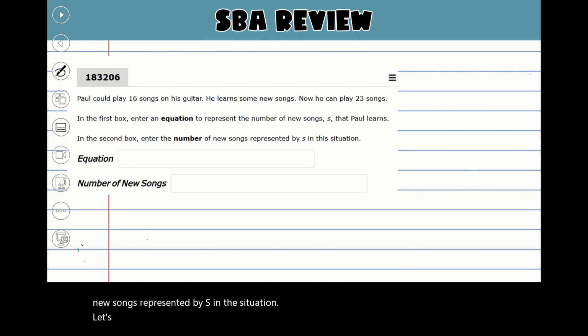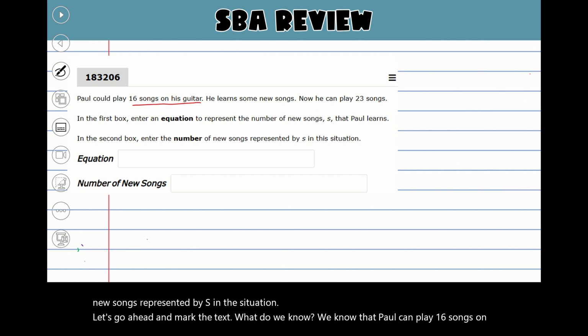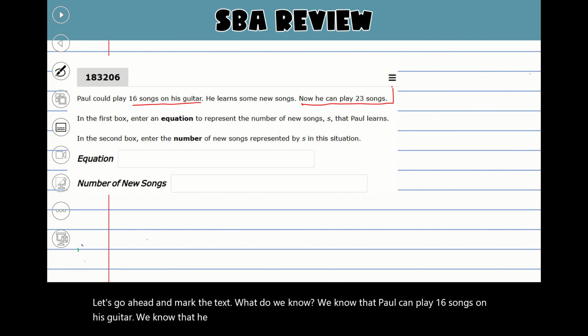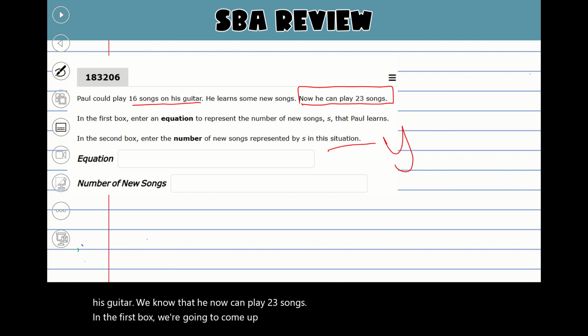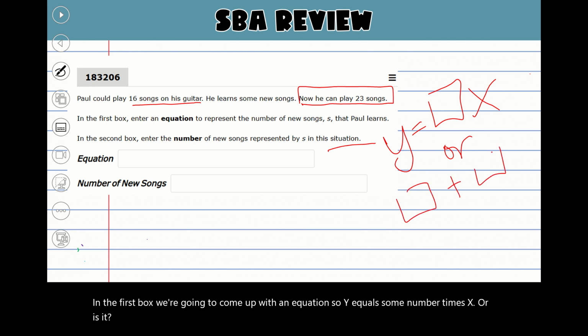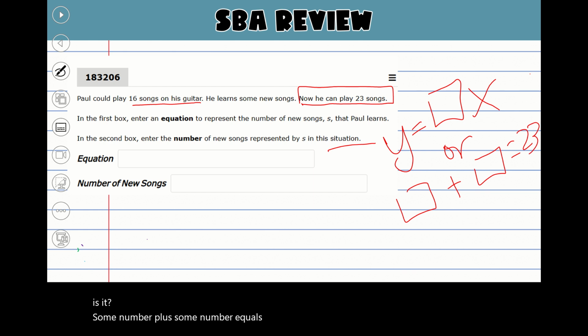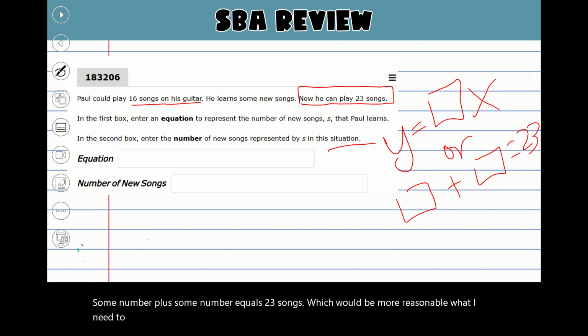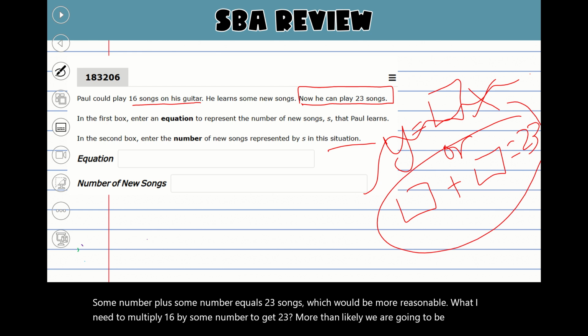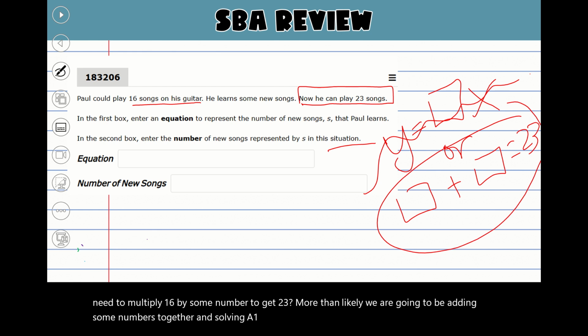Let's go ahead and mark the text. What do we know? We know that Paul can play 16 songs on his guitar. We know that he now can play 23 songs. In the first box, we're going to come up with an equation. So y equals some number times x, or is it some number plus some number equals 23 songs? Which would be more reasonable? Would I need to multiply 16 by some number to get 23? More than likely, we are going to be adding some numbers together and solving a one-step equation.